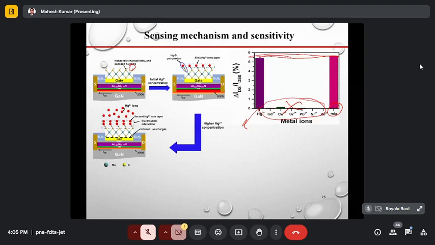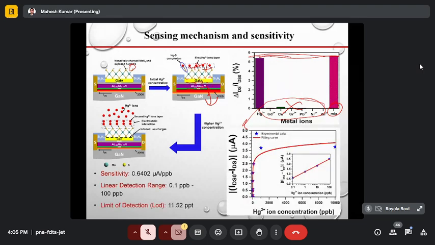So here exactly what is happening: when these positive ions come, the electron density changes. Negative ions are created on the gate, and the electron density is decreasing. Because of this decrease in electron density, we are getting a change in the current.